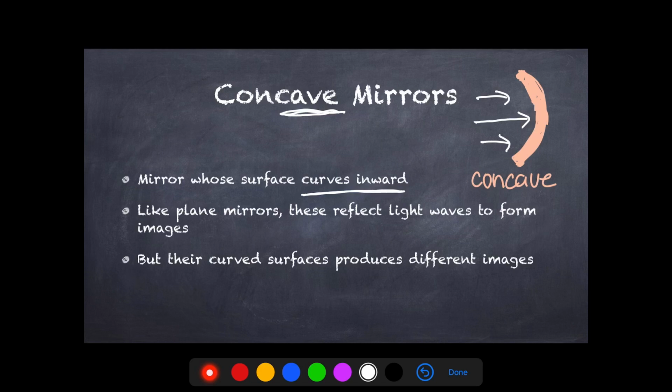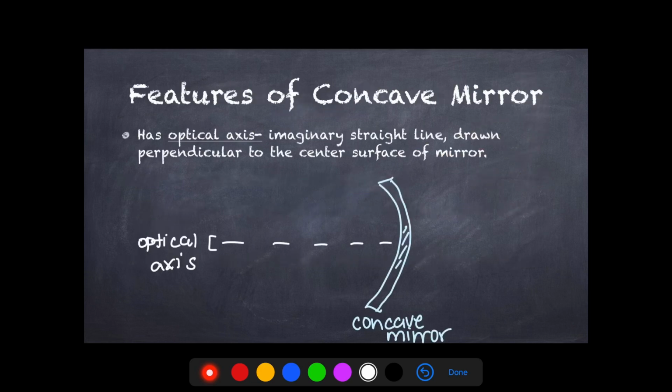So you can kind of put it together for a way to remember. Unlike plane mirrors, concave mirrors are going to reflect light waves to form an image, except their images are going to look a little bit different than a plane mirror would because of the curve that it has. So, features of a concave mirror. There are a couple of features that I want you guys to know. It's super important. One is that a concave mirror has an optical axis.